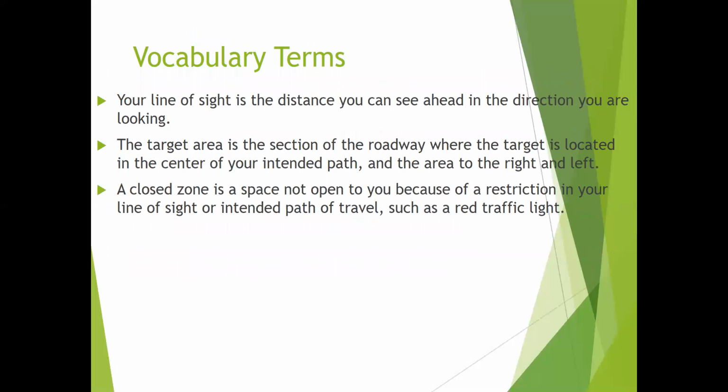Your line of sight is the distance you can see ahead and the direction you are looking. The target area is the section of the roadway where the target is located in the center of your intended path, and the area to the right and left. A closed zone is a space not open to you because of a restriction, such as a red traffic light.